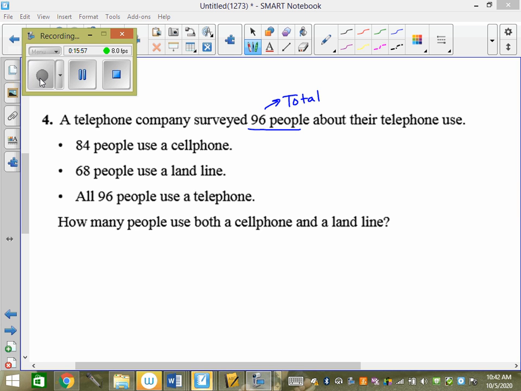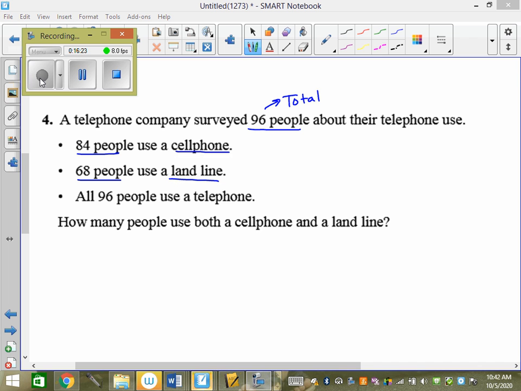I also told you I have to give you each one separately, right? So here, 84 people used a cell phone, 68 people used a landline, right? I didn't say landline only, because then it wouldn't work. I have to give you each separately. The fourth thing, so I have to give you 3 things. I have to give you total, I have to give you each thing separately, and I have to give you the people who were in neither, right?